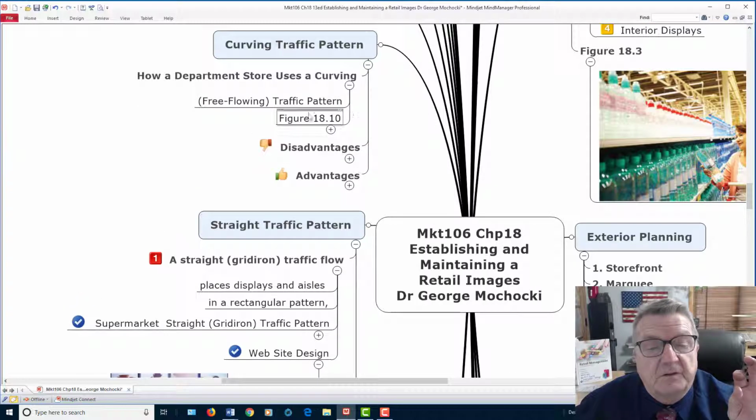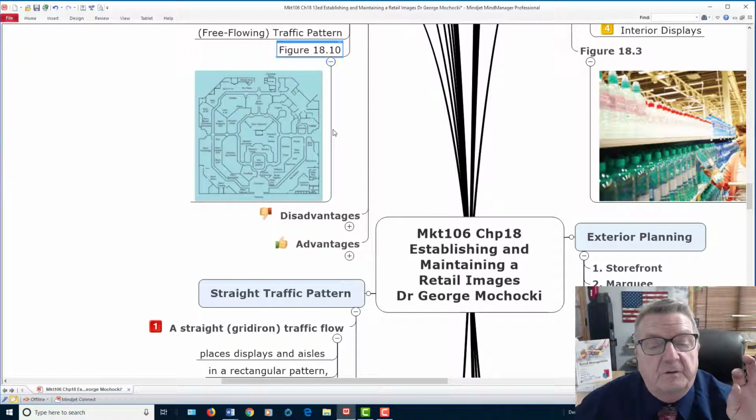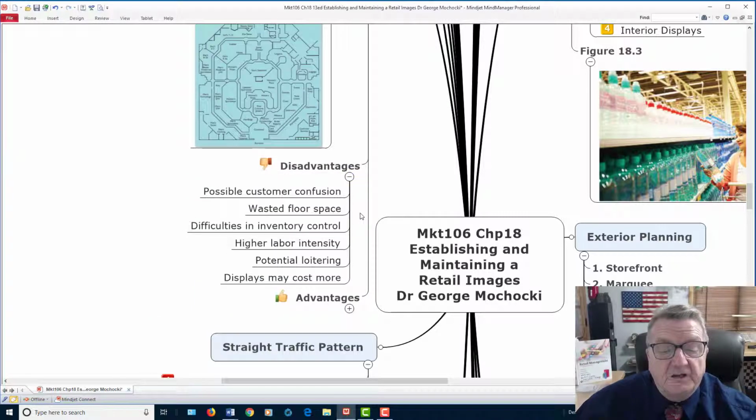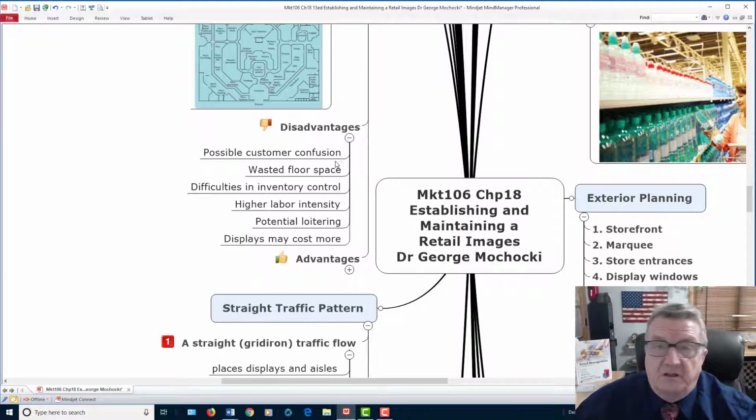Okay. All right, now, and this is the other one, the curving pattern that we talked about. And here's a picture. It's all designed easier. Remember, it's like a big jigsaw puzzle. Fun, interesting, more relaxing. Disadvantages, again, you got all your disadvantages. Customers get confused. Higher labor because you got to keep an eye. It's not as easy to maintain and look at security.